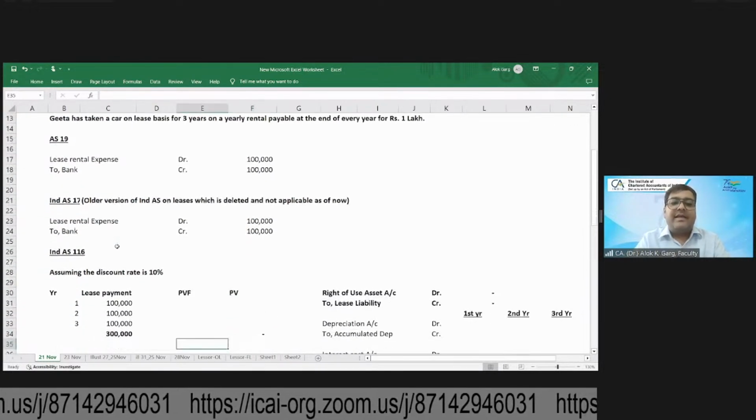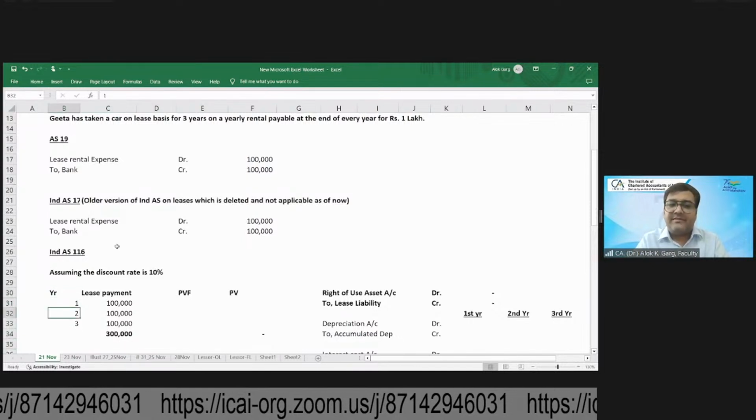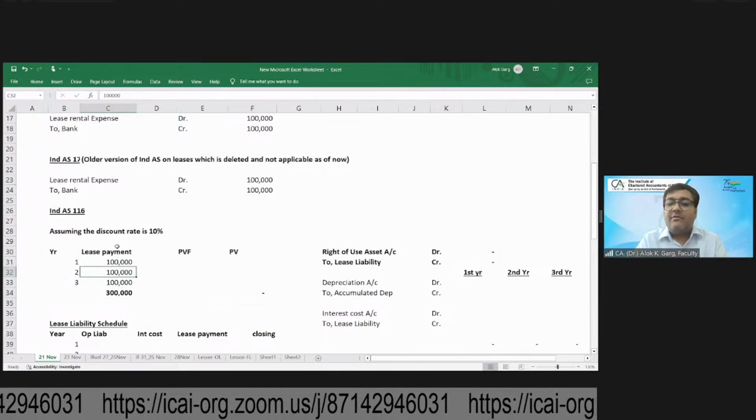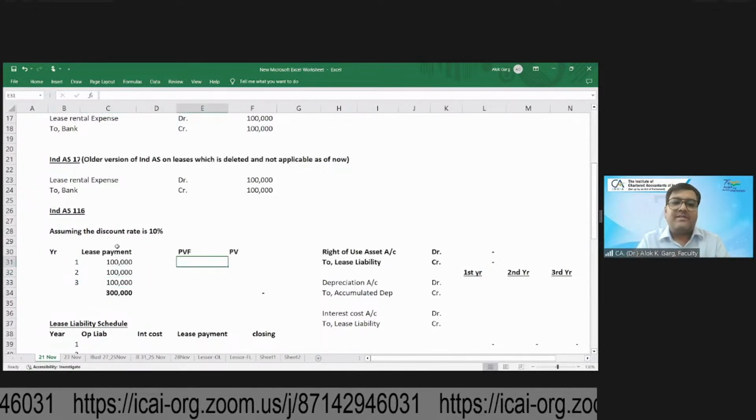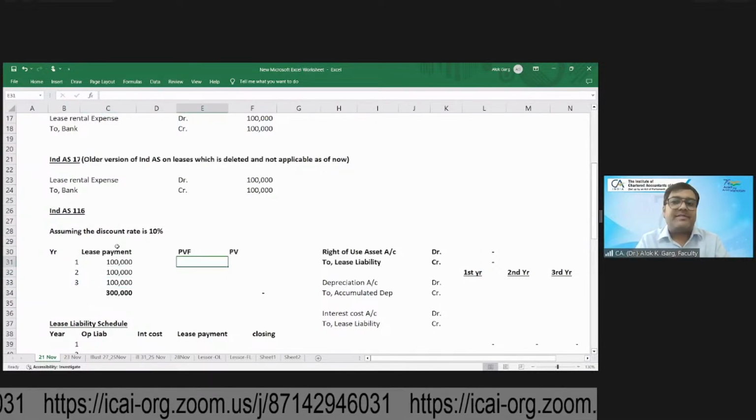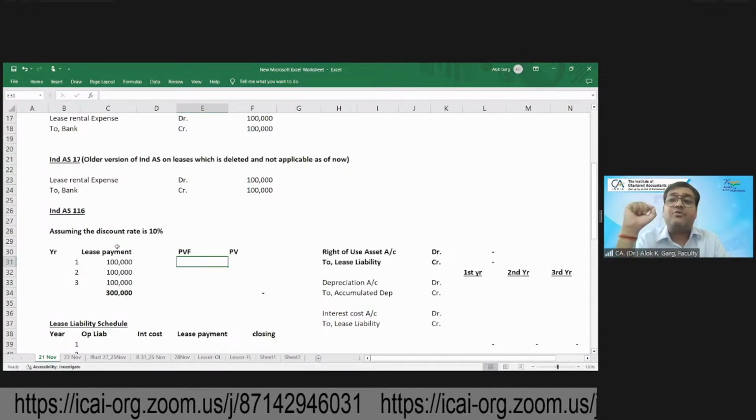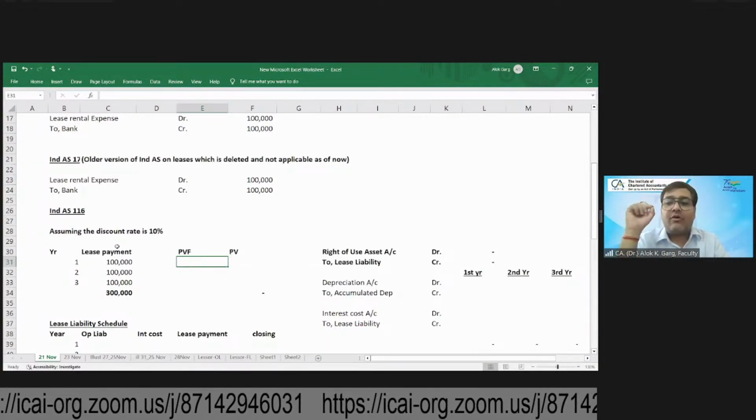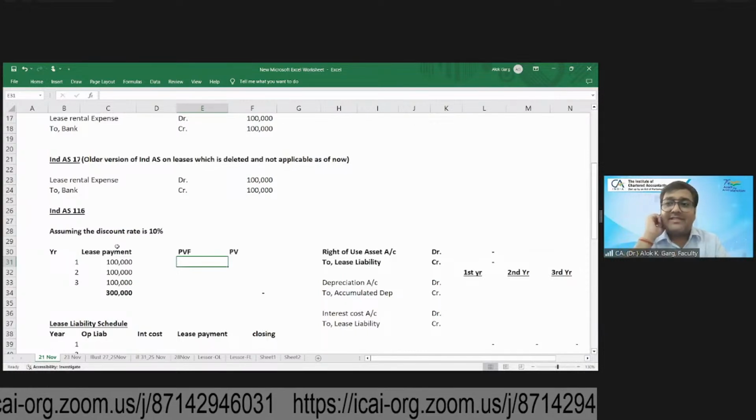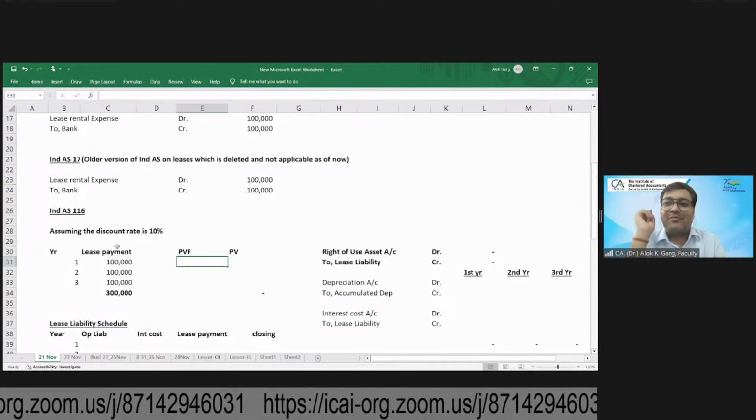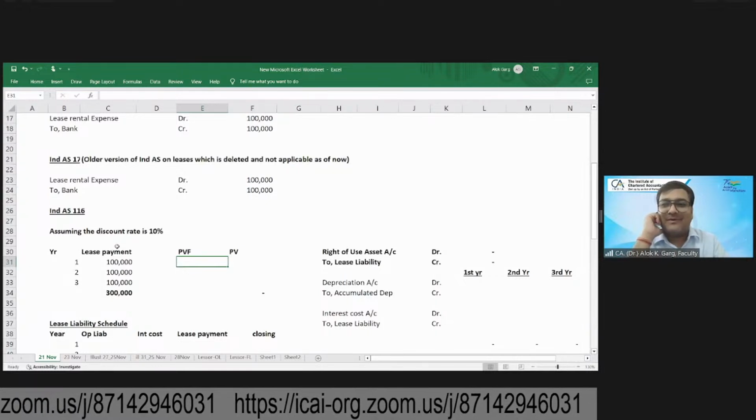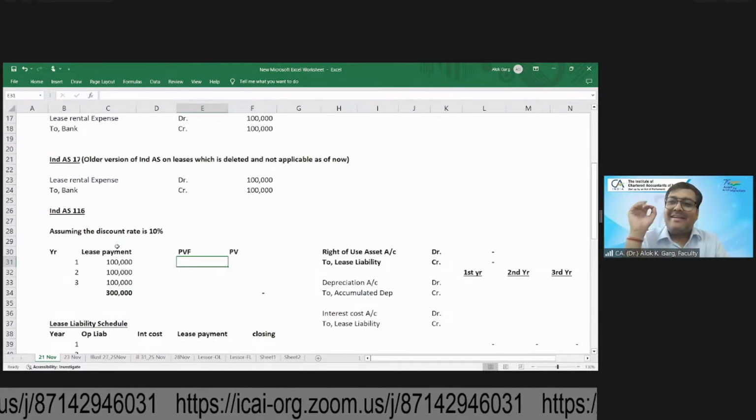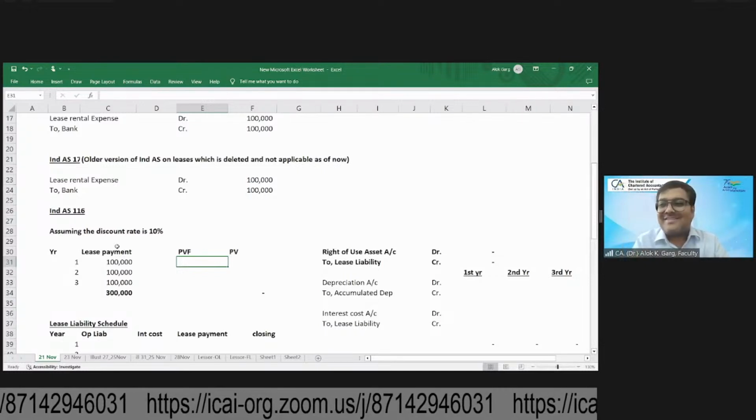In this case, assuming the discount rate is 10%, my lease payments are 1 lakh rupees every year. My total lease payment is 3 lakh rupees. If the discount rate is 10%, and friend, it is important to see whether lease rentals are getting paid at the beginning of the year or at the end of the year. If it is at the beginning of the year, then your present value factor in the first year will always be 1. Do you agree with me?